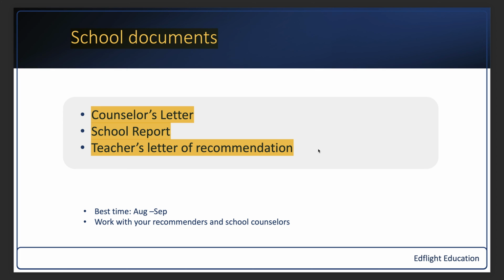Everything will happen automatically, whatever portal you use, but you still have to follow up with your recommenders and your counselor on the progress. I've seen many cases where teachers and counselors from outside the US are not very familiar with the application process or the admission process in US universities. So it will be better for you to offer them help. That is the best you can do. Work with them and get the best letter of recommendation. All of this can be done during the month of August and September, and maybe a little bit in October.